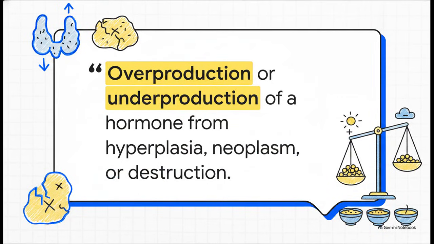There is a master key for the entire human body that we're going to use today, and it basically boils down to this. Almost every disease we cover is simply a Goldilocks problem. It's always a matter of too much or too little. A hormone is either being overproduced, usually because of hyperplasia or a rogue neoplastic tumor, or it's being underproduced, simply because the gland itself is being destroyed.